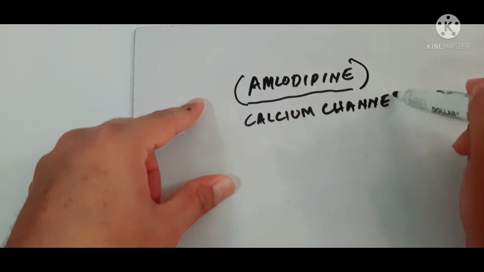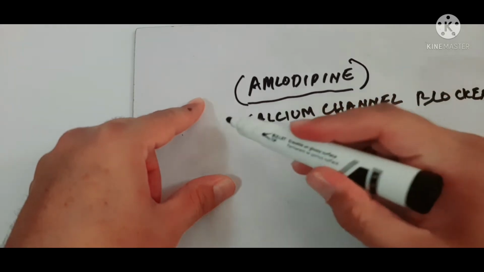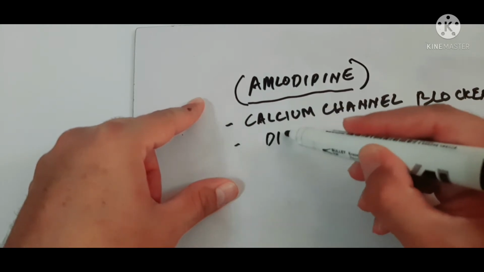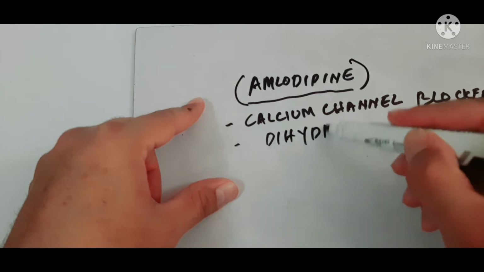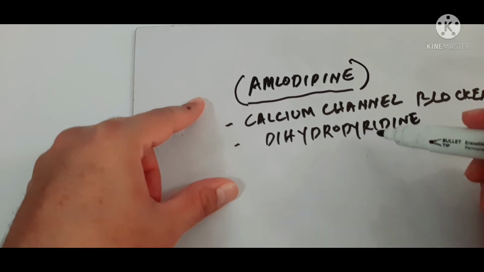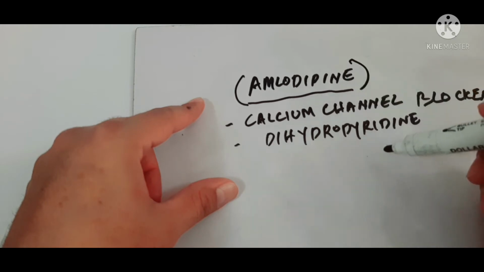Calcium channel blocker. This group is also known as dihydropyridine. Dihydropyridine group. There is also a non-dihydropyridine group, which is also a calcium channel blocker, but the dihydropyridine is a different class of medication. So amlodipine, a calcium channel blocker, is used for high blood pressure.